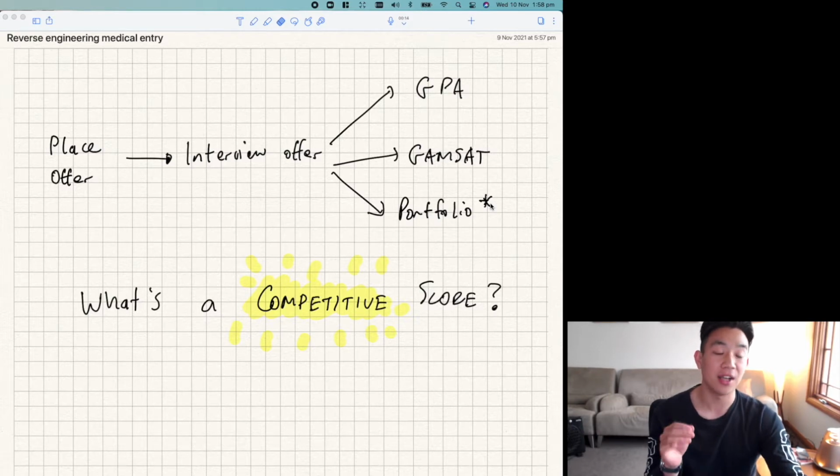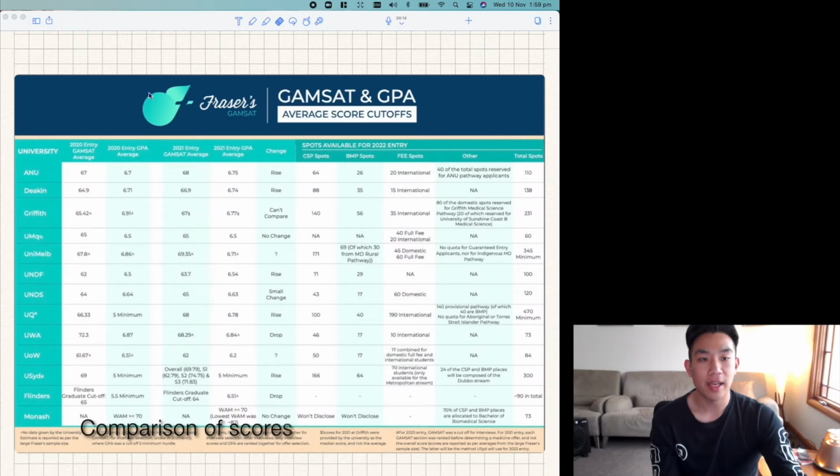But the question you should be asking yourself is, what's a competitive score? i.e., what GPA and what GAMSAT do I need in order to be considered competitive to receive an interview offer? So what a competitive score entails differs for each university. Here I've pulled up a table from the lovely people at Fraser's GAMSAT with all the GAMSAT and GPA average score cutoffs. And you can see that they've listed the medical scores on the left here, and you can see the 2020 scores and the 2021 scores.